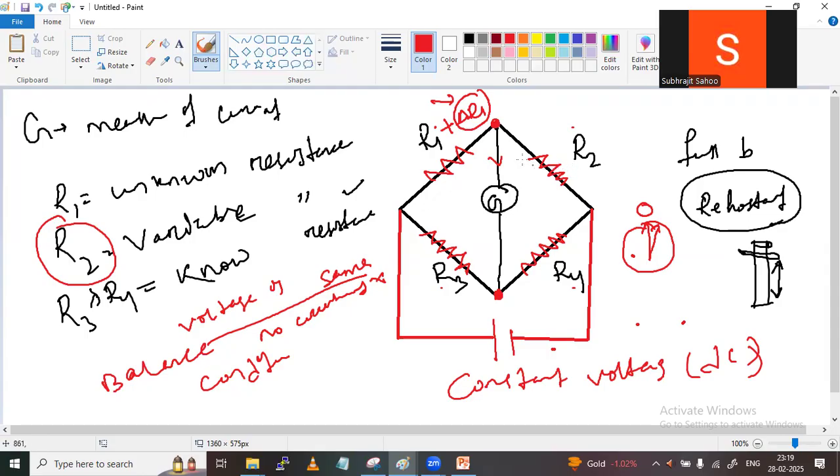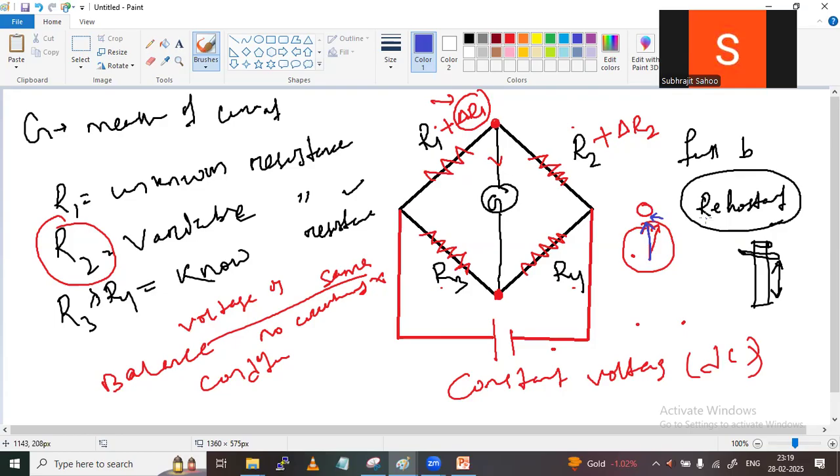What I will do, sir, if I saw the circuit become imbalanced, to make it balance, I do some variation here. Let del R2 variation I do, so that it again comes back to the null position. That is, it again comes back to the null position, right?